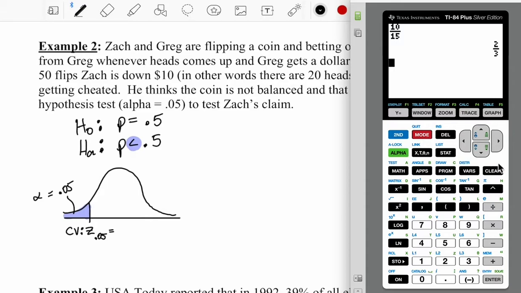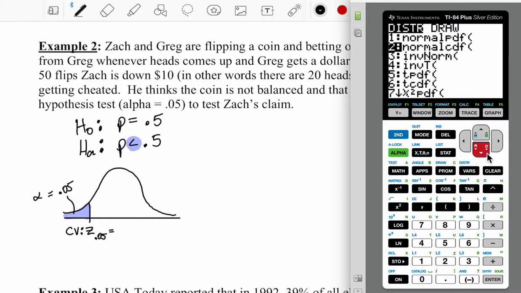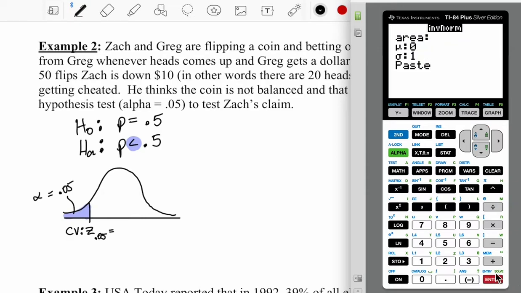So you compute this value by using second var's inverse norm, option 3. That's the case where you're given areas and you need a z-statistic, or in this case, a z-score. Put in your area, 0.05. We're going with the standard normal curve, so mu and sigma should be 0 and 1 respectively. Paste it in, hit enter, and now we have negative 1.645 as my cutoff.